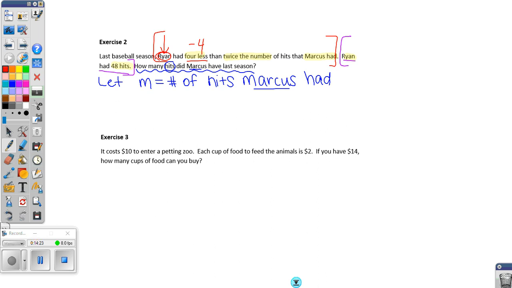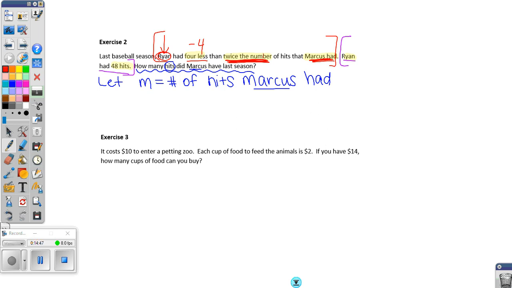Ryan had 4 less than twice the number. Twice means that we're multiplying a quantity by 2. We're doubling a quantity. So 4 less than twice the number of hits than Marcus had. So if we compared the number of hits that Ryan and Marcus had, we would say, oh, Ryan must have had more hits because he had almost double.